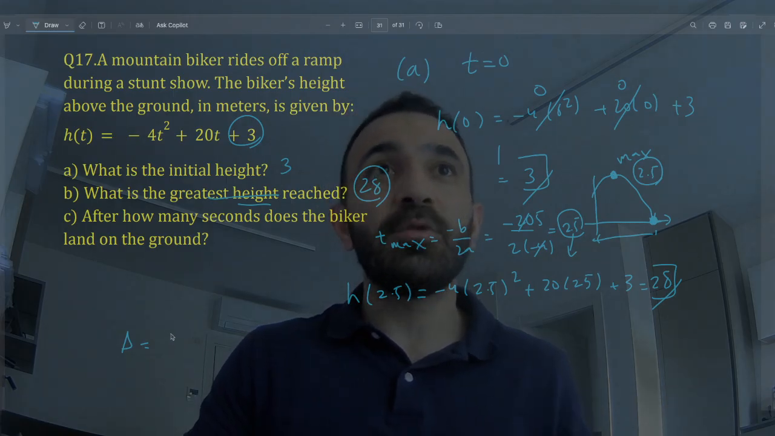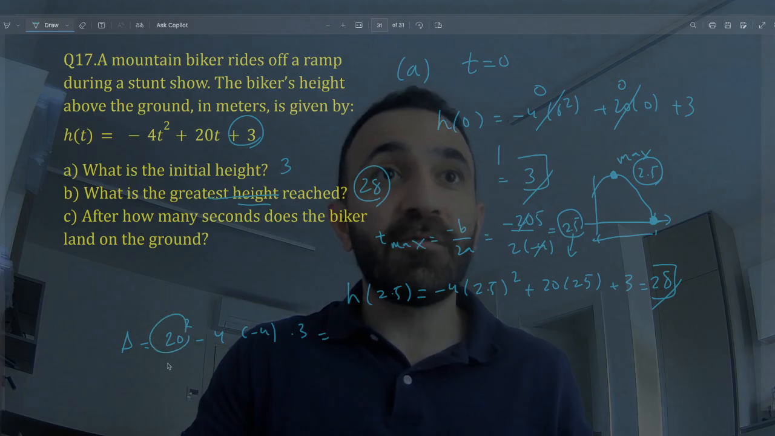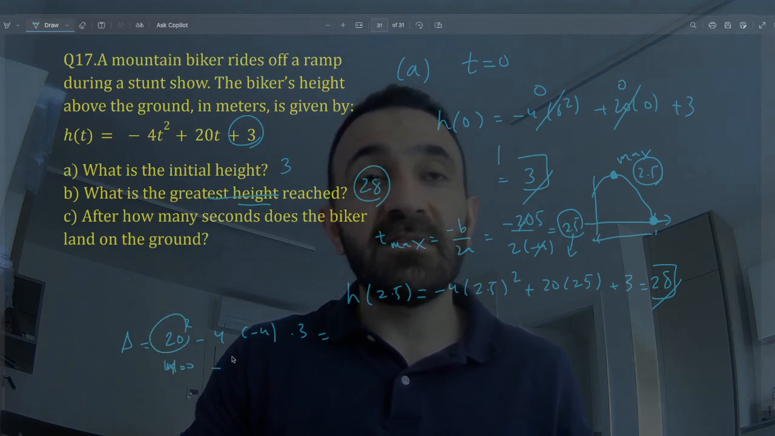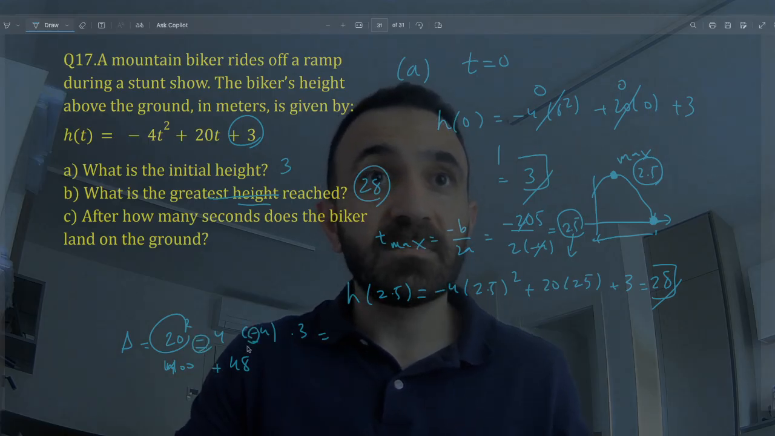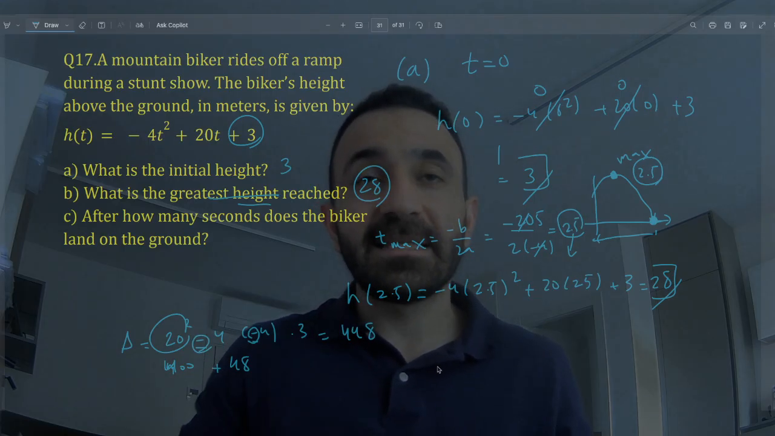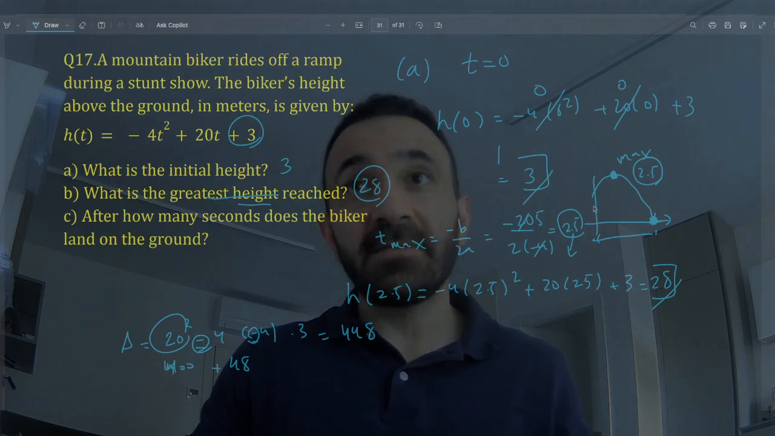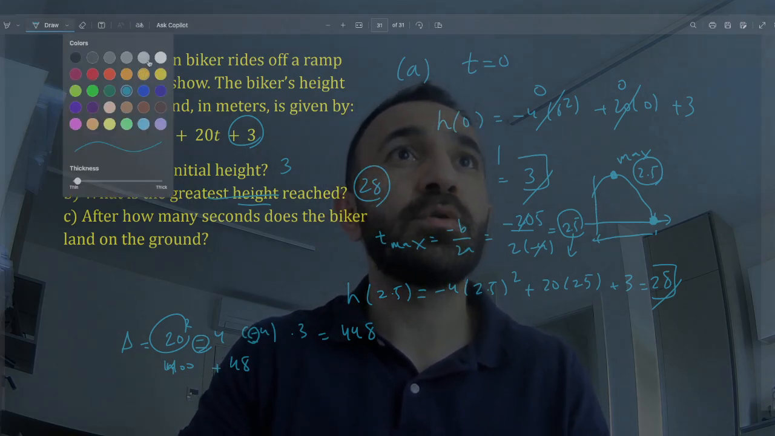So delta is b to the power of 2, which is 20 to the power of 2 minus 4 times minus 4 times 3, which is going to be 400 minus 4 times 4 times 3, which gives you 48 with a plus, because minus times minus is plus. 448, okay? So since delta is positive, you have two x-intercepts. Let me change the color to make it more clear for you.